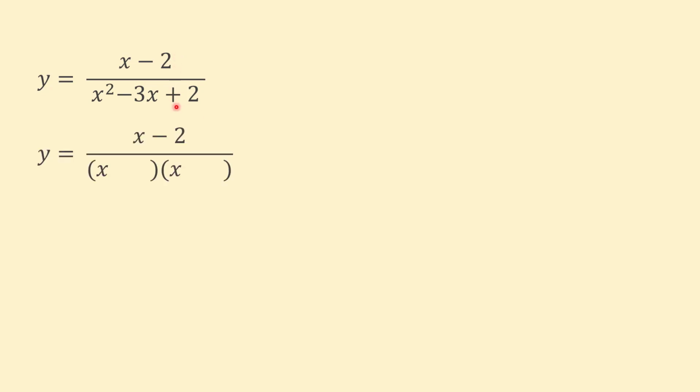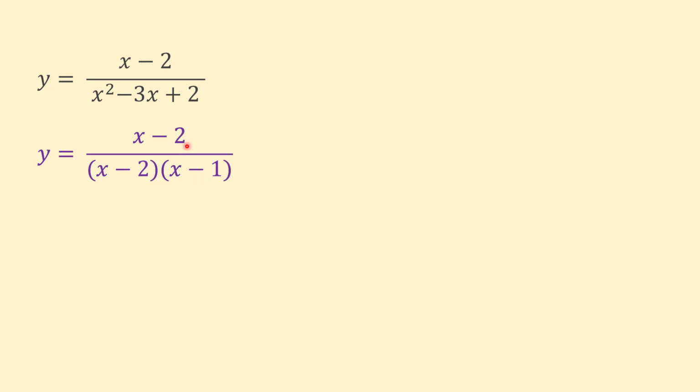Let's see another example. y equals (x minus 2) over (x squared minus 3x plus 2). The first step is to factor numerator and denominator. In the denominator we have a quadratic form. We should find two numbers whose product is 2 and whose sum is negative 3. Those numbers are negative 2 and negative 1.